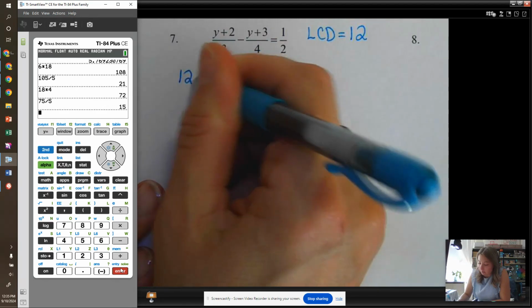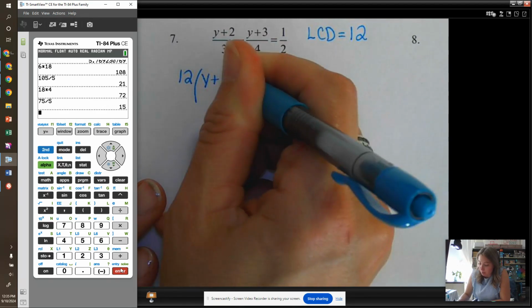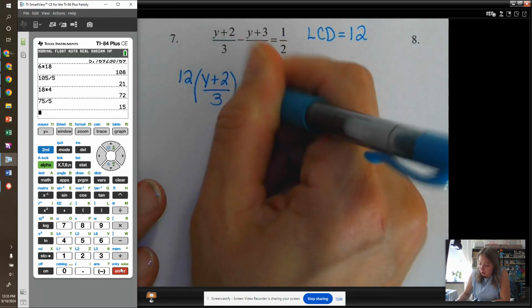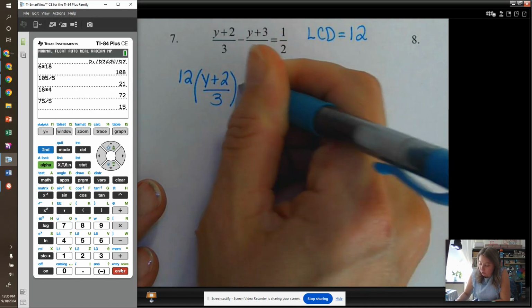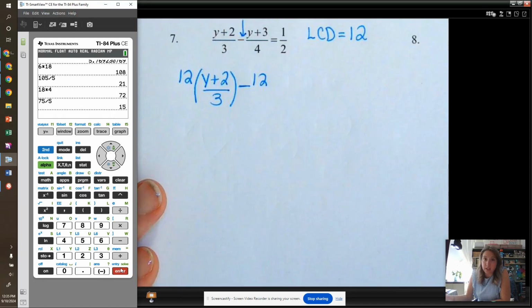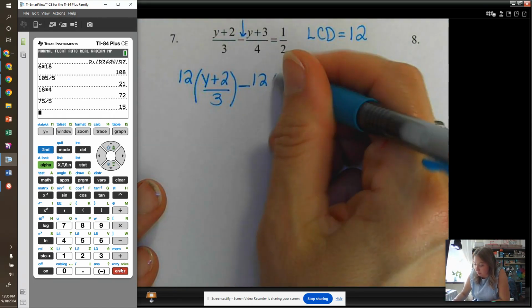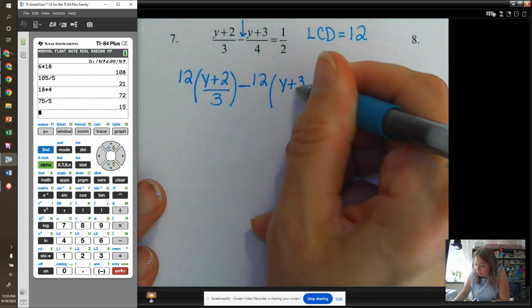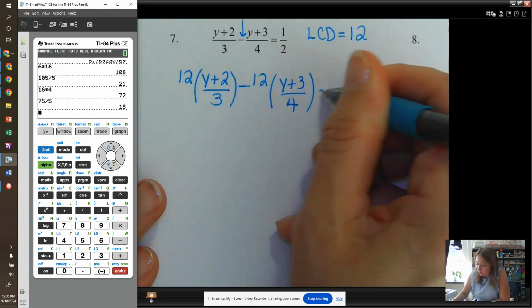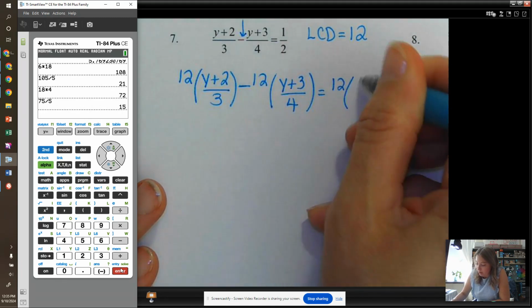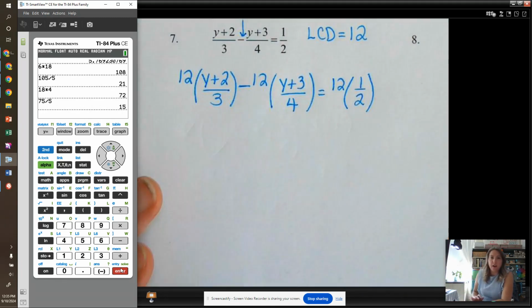Now I take that LCD and I multiply it by every single piece of the equation. Now be careful with this negative. That is going to be the key in this problem. That's going to be where the potential mistake is going to come in. So I'll show you that in a second. Oh, when was the last time we used y as a variable, huh? Good for us. We've got a different variable.